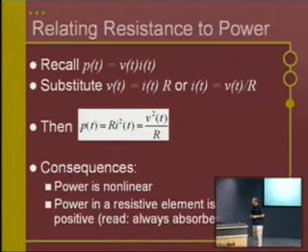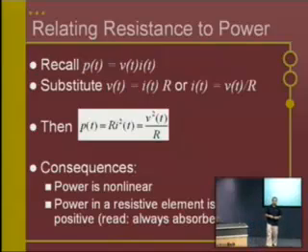Relating resistance to power, we can take our power equation from lecture 1, P equals VI, and substitute in Ohm's law, V equals IR, which gives us 2 new forms of the equation. Power equals I squared times R, or the current squared times the resistance, and it also equals V squared over R. The important takeaways here, again, are listed on the bottom of the slide.